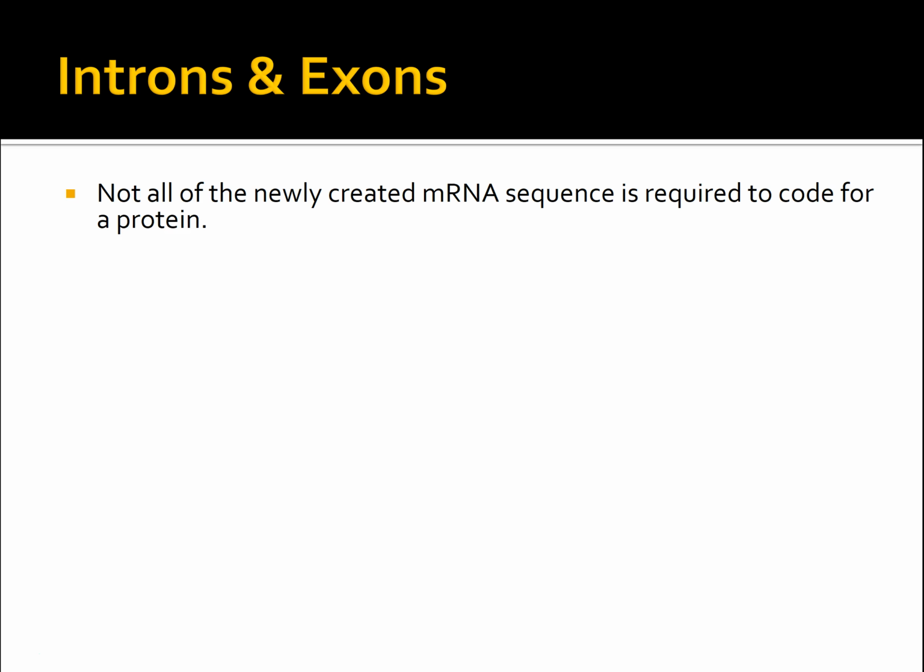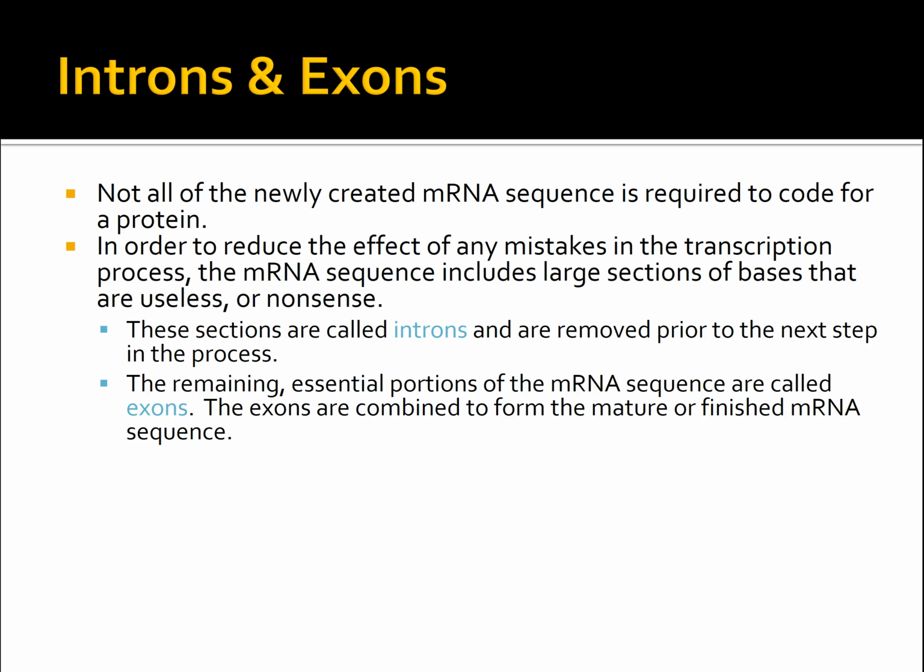Not all of the newly created mRNA sequence is required to code for the protein. So we've got some extra pieces in there. In order to reduce the effect of any mistakes in the transcription process, the mRNA sequence includes large sections of bases that are useless or nonsense. So essentially, if you're copying a huge amount of material, even though it seems sort of worthless, if half that material is nonsense, the chance of you getting a mistake in the half that's actually important is going to be a lot lower, because half the time you're going to be making mistakes in the nonsense portion. So this is one of the backup measures that a cell has to make sure that it cuts down on the number of mutations and mistakes in the sequence.